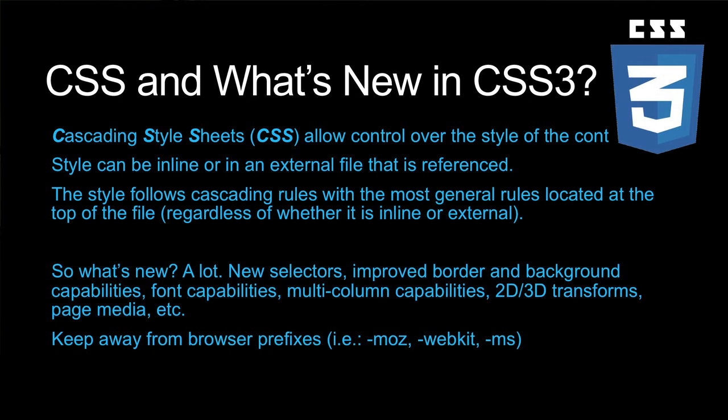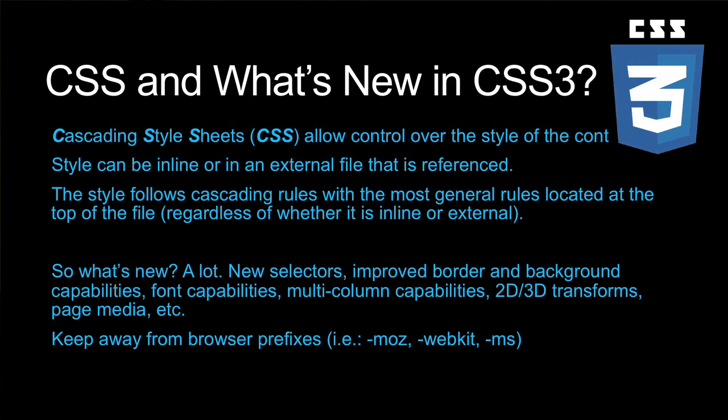Much like HTML5, a lot has changed in CSS as well. So cascading style sheets, better known as CSS, allow control over the style of the content. Styles can be inline, so it can be right within a single document. Generally speaking, if you have a blog post, and whatever editor you're using, if you highlight something and make it bold, it's going to place inline style tags around your elements. Or it could be an external file.